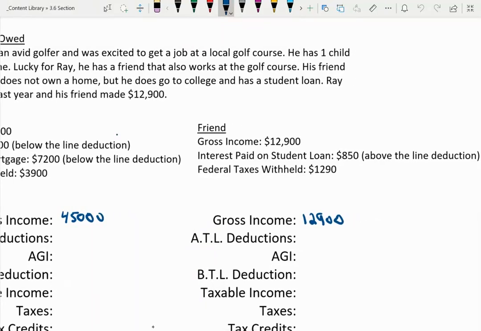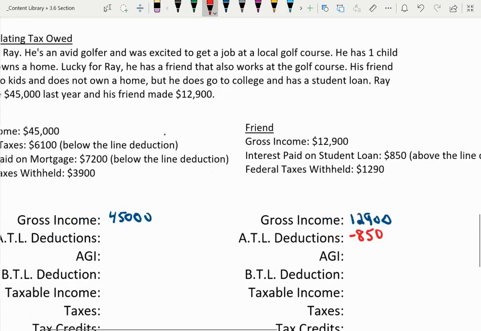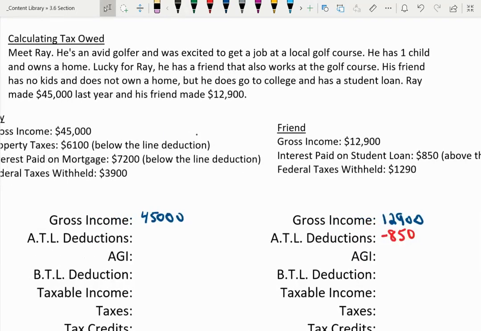All right. Interest paid on a student loan can be deducted right from your gross income. So for his friend, we can take away that 850. All right, we're going to subtract that. So that's a good thing. You always want to lower the amount of income. All right. Now, for Ray, he had none of those. So we're just going to subtract 0 and then come up with our next values.